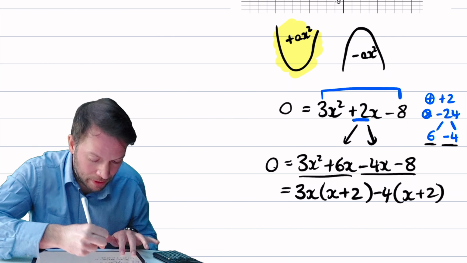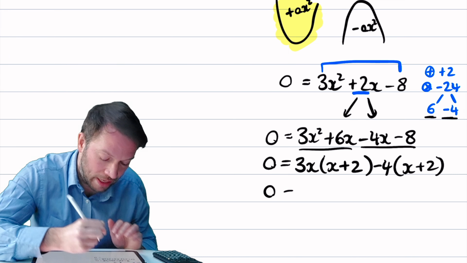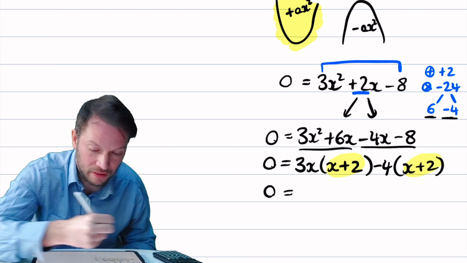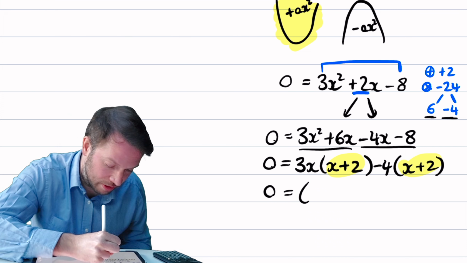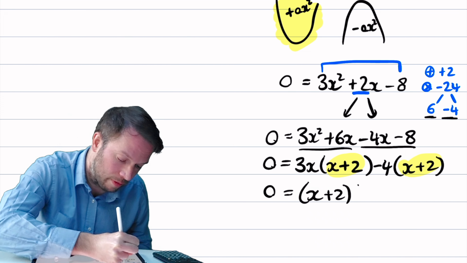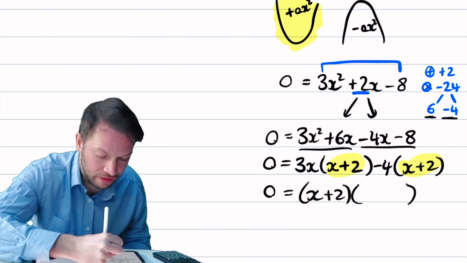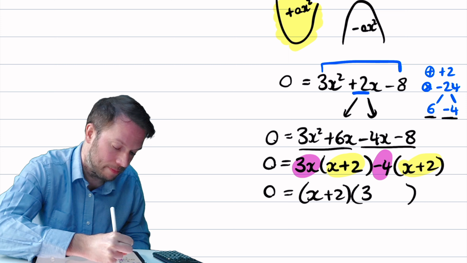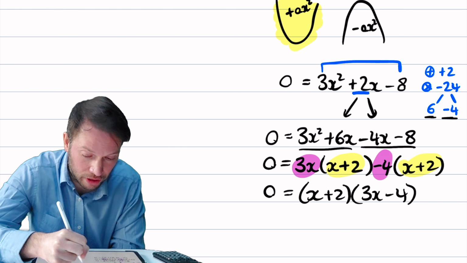And then remember, to finish it off, that we make one of the brackets whatever this bracket is here. So that's going to be one of the brackets, x plus 2. And then the other bracket is just whatever's outside of the bracket. So we've got the 3x minus 4 will be the other bracket. Okay, we're nearly there. We've factorized it.